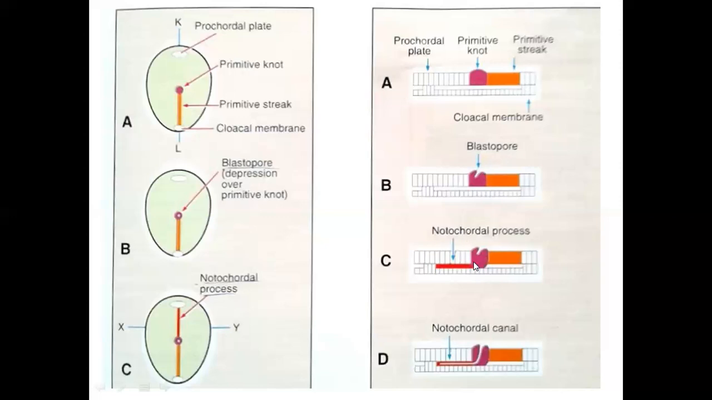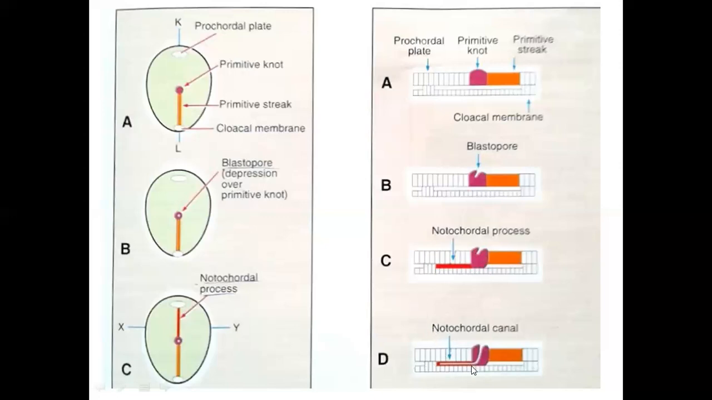And in this way, it extends in the further direction after the proliferation of cells. In the same way, this blastopore extends further, goes until the procordal plate, and this is called the notochordal canal. So initially you get a thick one, then the blastopore extends as a notochordal canal.